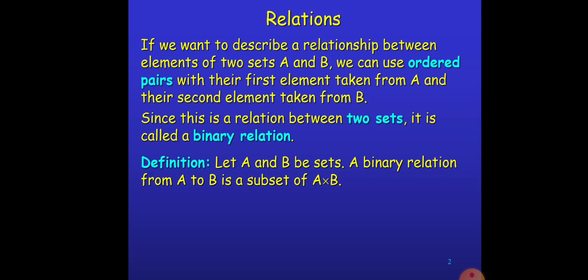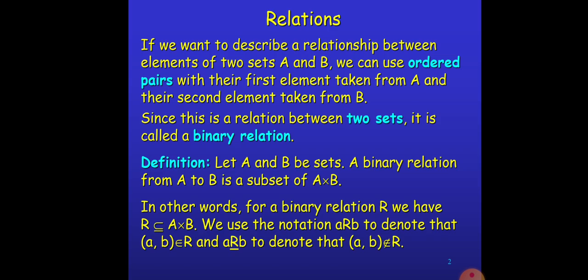Now, the definition: let A and B be sets. A binary relation from A to B is just a subset of A cross B. The number of subsets we have of A cross B is the number of relations from A to B, because a relation is just a subset of A cross B, that is, the Cartesian product of A and B.